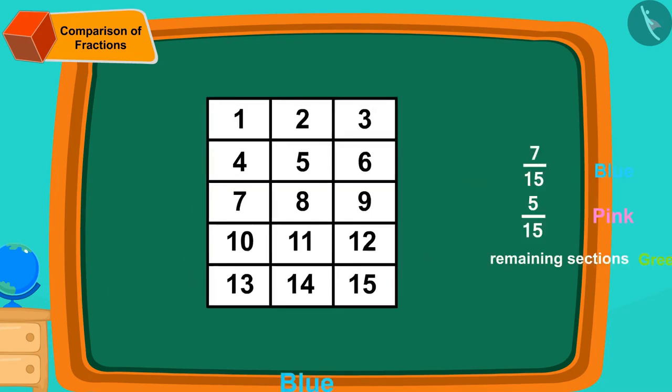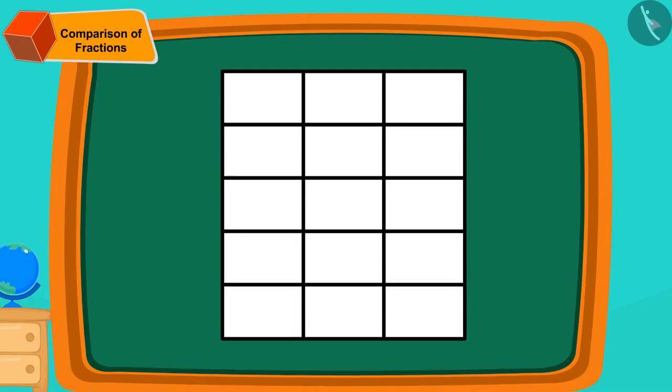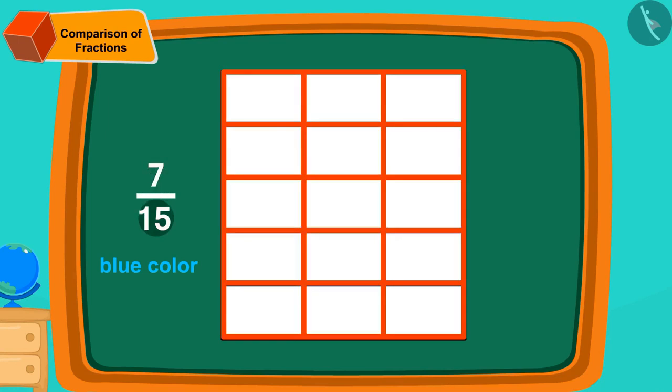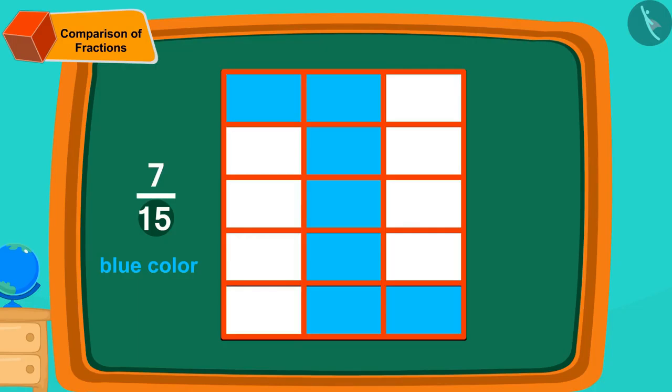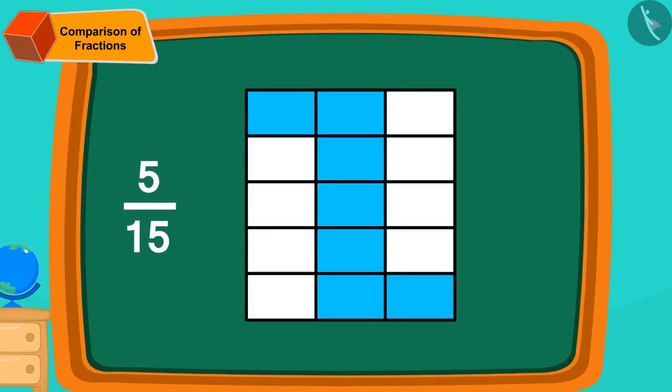Let us first fill the blue color of Chanda's design. Chanda needs blue color in 7/15th section. In other words, 7 out of 15 sections have blue color. We can fill it in this way. Now can you fill 5/15th sections in this design with pink color according to the design given by Chanda?